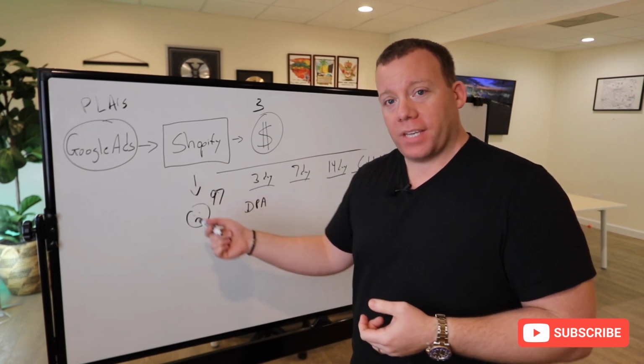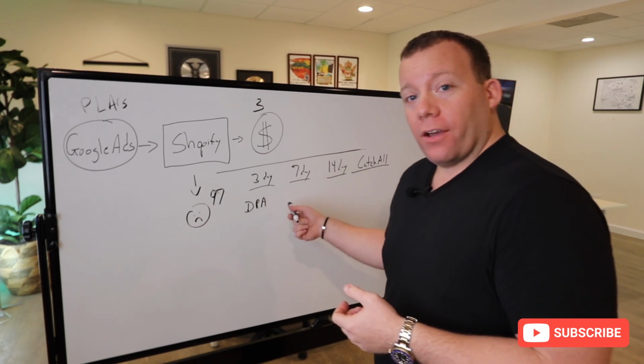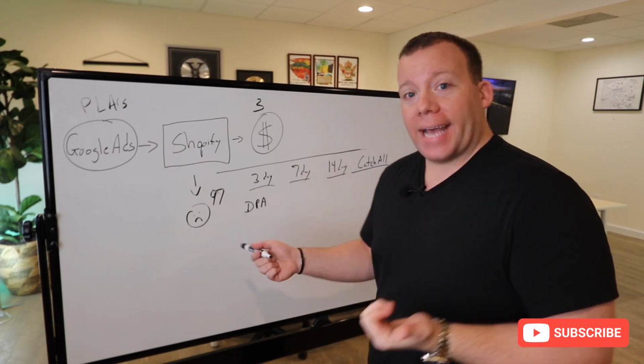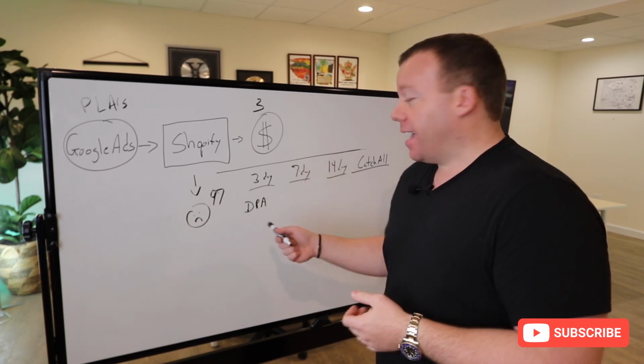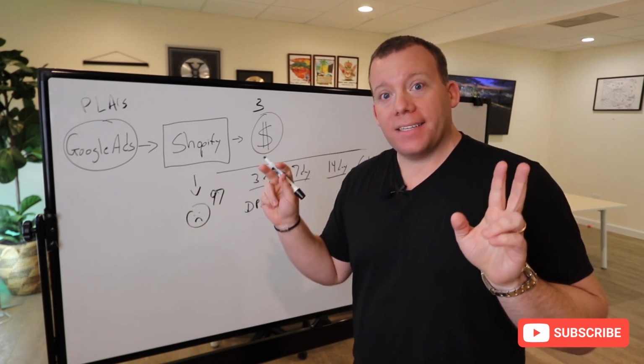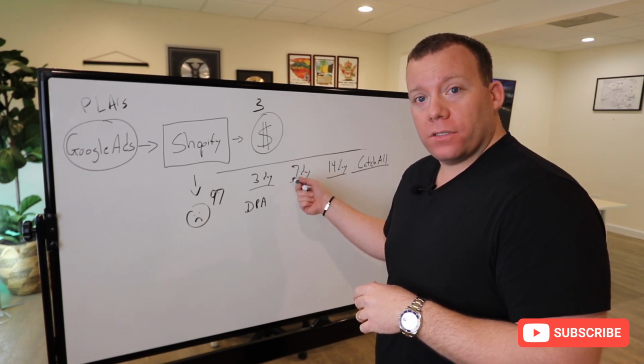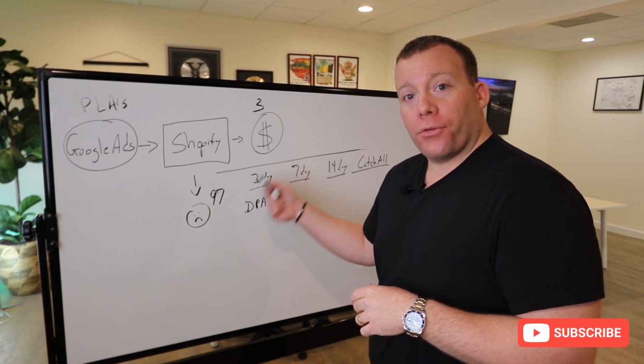Now, after 3 days, if they haven't come back and bought yet, which will still be the majority of the 97%, they move in to our 7-day audience. And the way that you set this up on Facebook is you create an ad set. And in that ad set, you are targeting, right? You're selecting the audience to show ads to as 7-day website visitors, but you're excluding 3-day.